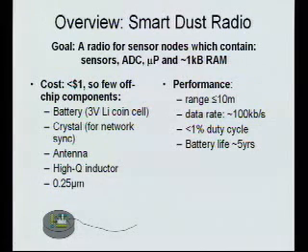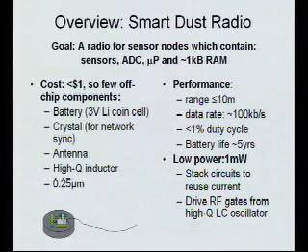If you take those different numbers and combine them, you end up needing a power consumption when the radio's on of about 1 milliwatt. That's basically just the cheapest battery you can get, divided by 5 years with a 1% duty cycle, and that gives you approximately 1 milliwatt.